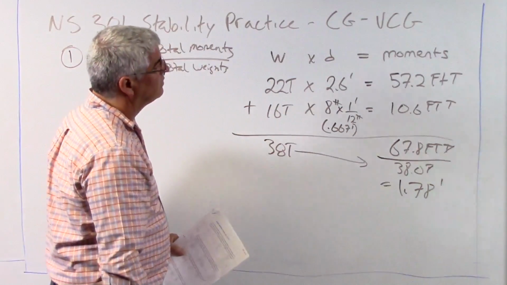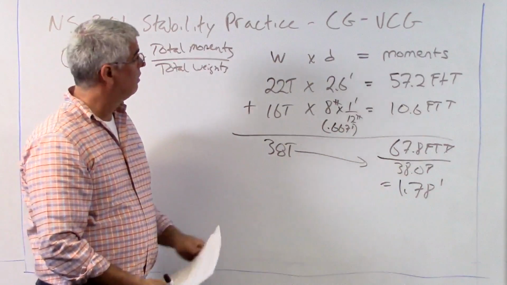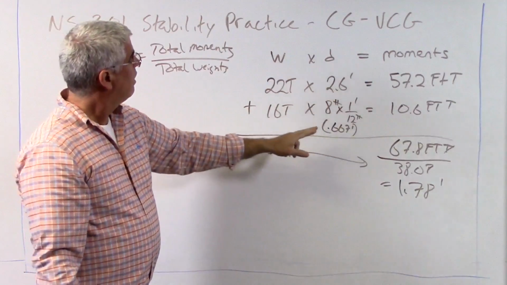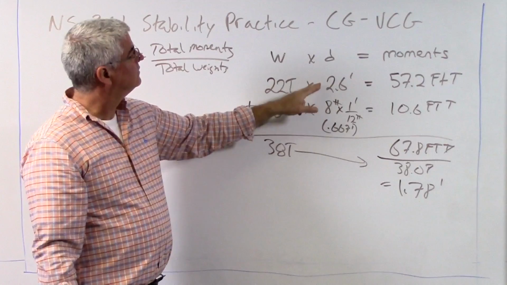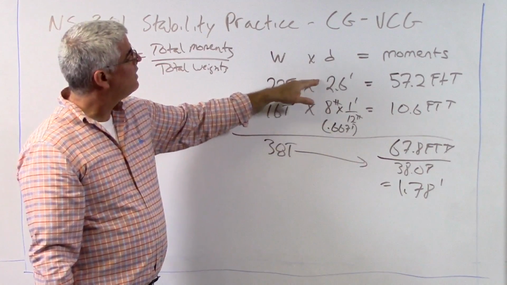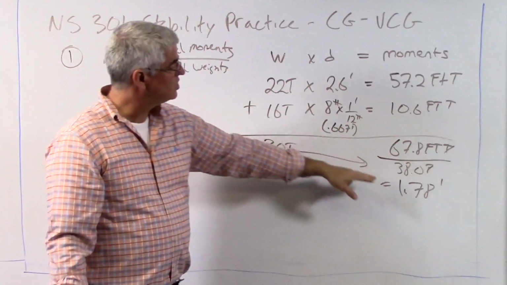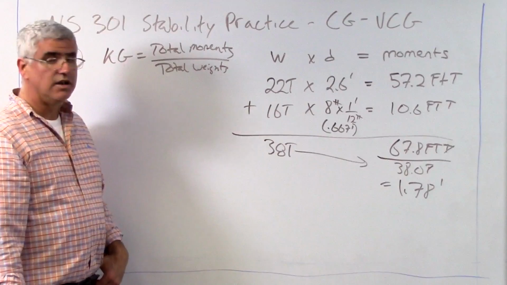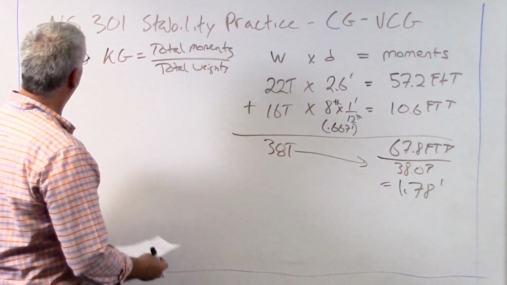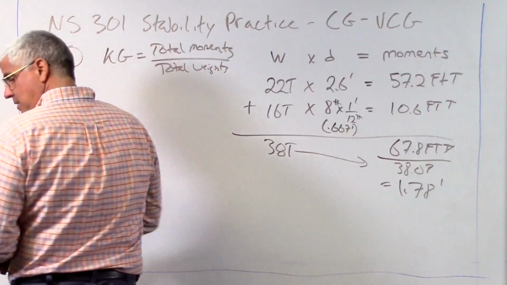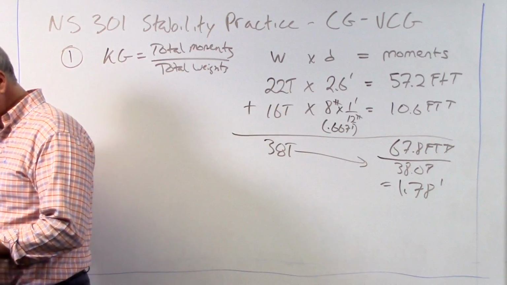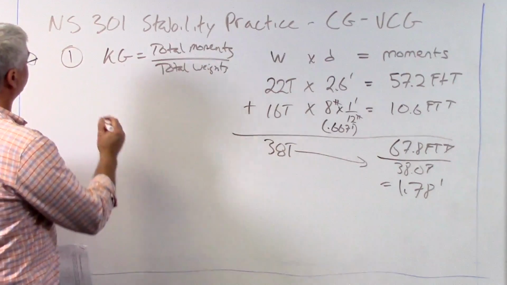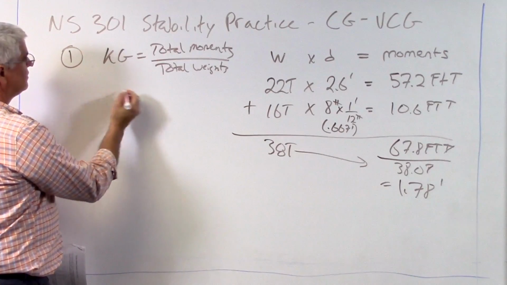And if you think about it, what was the original KG of the deck cargo? Well, the original cargo was the 22 tons at 2.6 feet. Well, I'm taking 16 tons and I'm adding it lower than that. So that should make my KG go down, which it does. Okay? So that's problem number 1, done by theory of moments. Now I could do the same problem using the GG formula. So I'll do that in a different color marker. So GG, this is the same problem.